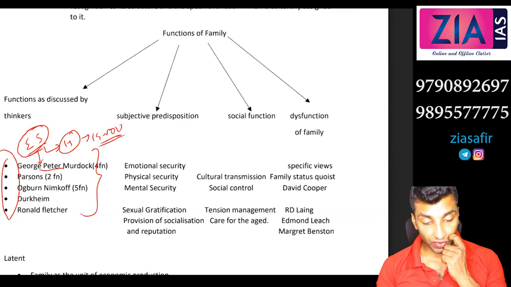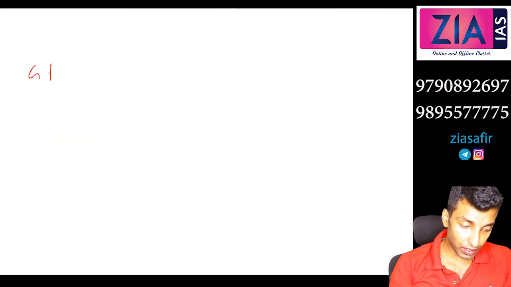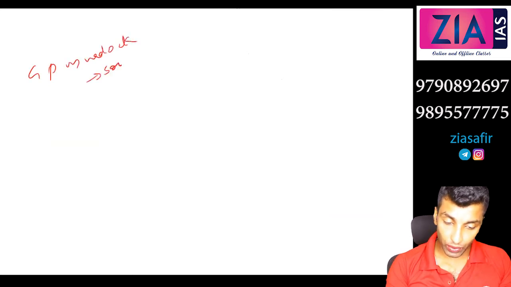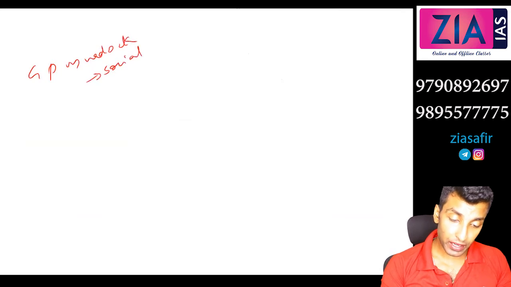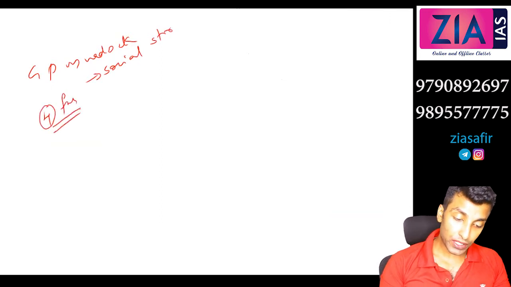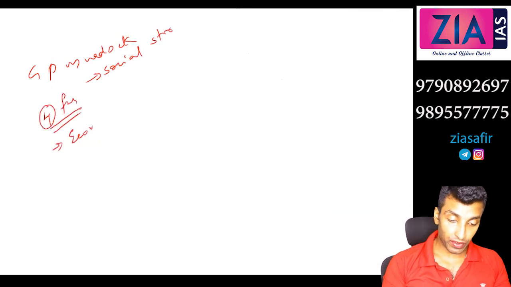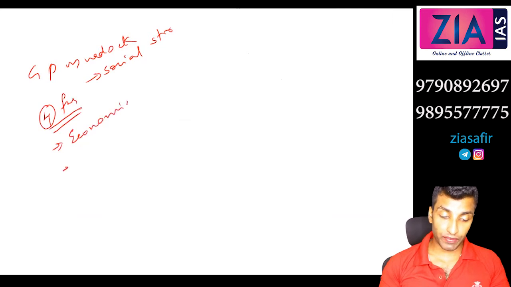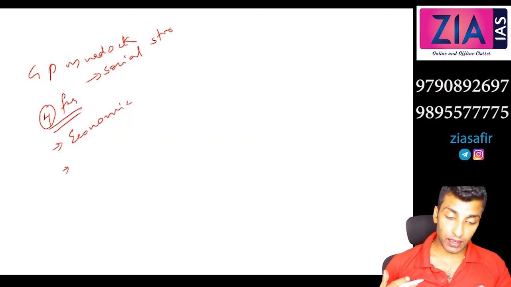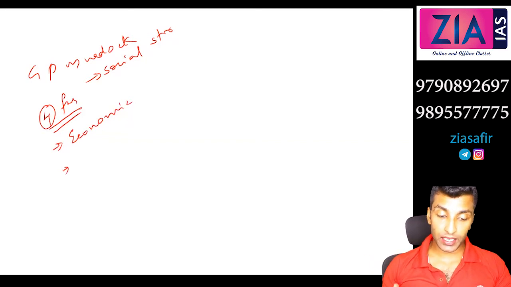Okay, so when you go for G.P. Murdoch, in his book Social Structure, those who want to, you can take it down now, only just 4 points. In his book Social Structure, he's talking about 4 functions. So what are the 4 functions according to him? First one is economic function. That means family is giving economic security to the individual. Family is the agent which is the initial, in economic placement of the individual.